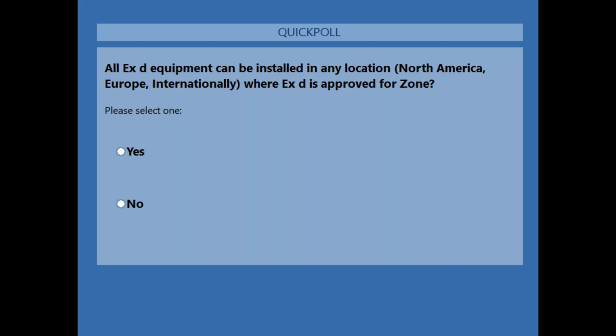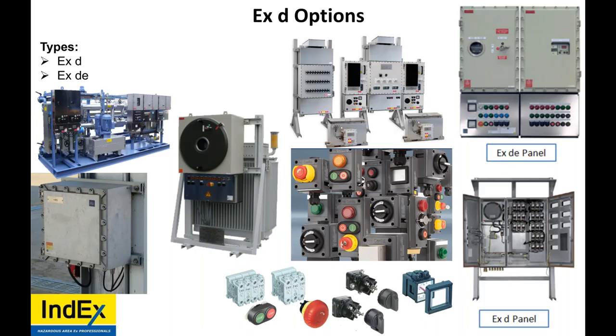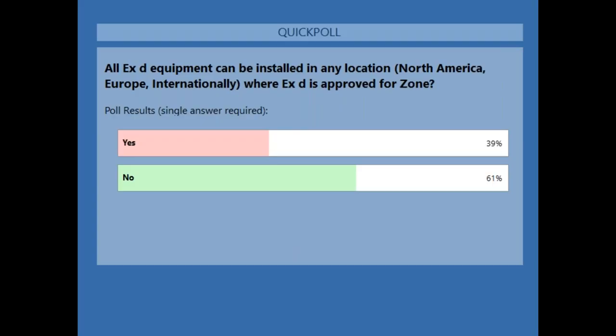60% voted. I would love to get up to 90% voting on this one. 70%. We're just going to let this one go a little bit longer, because this one really needs to be answered for people. 80%. Okay.